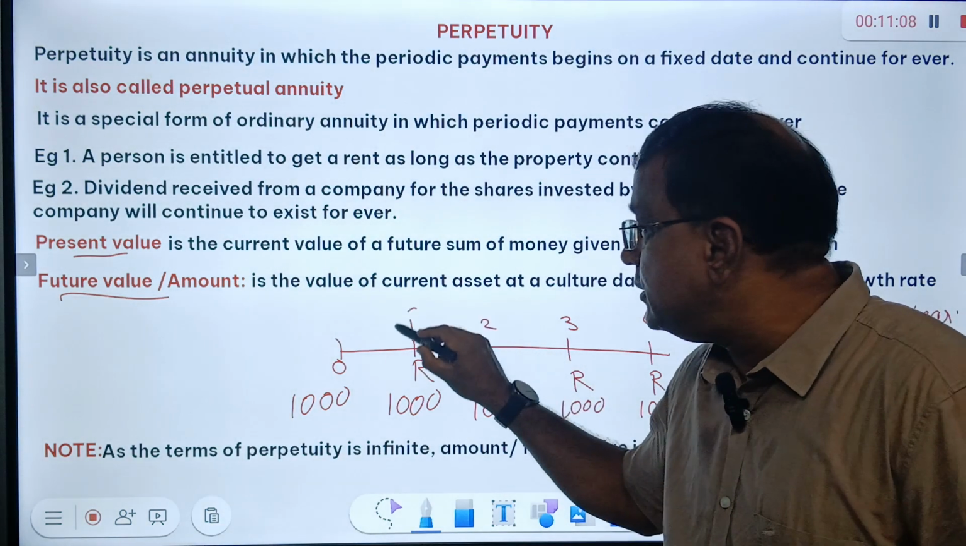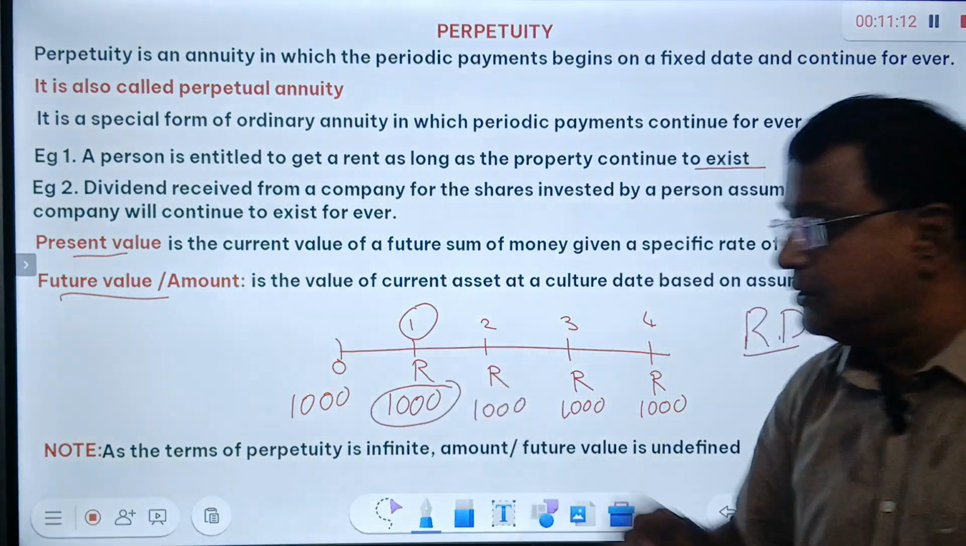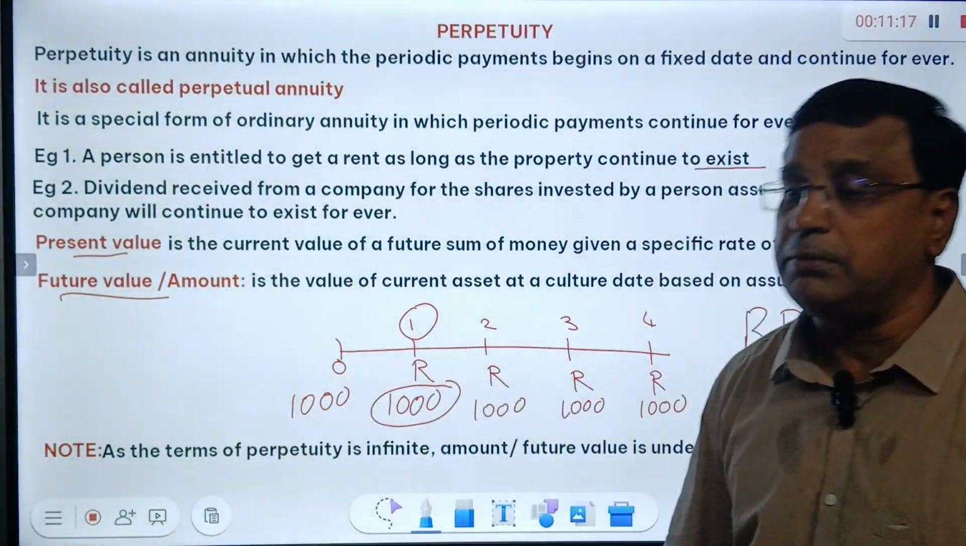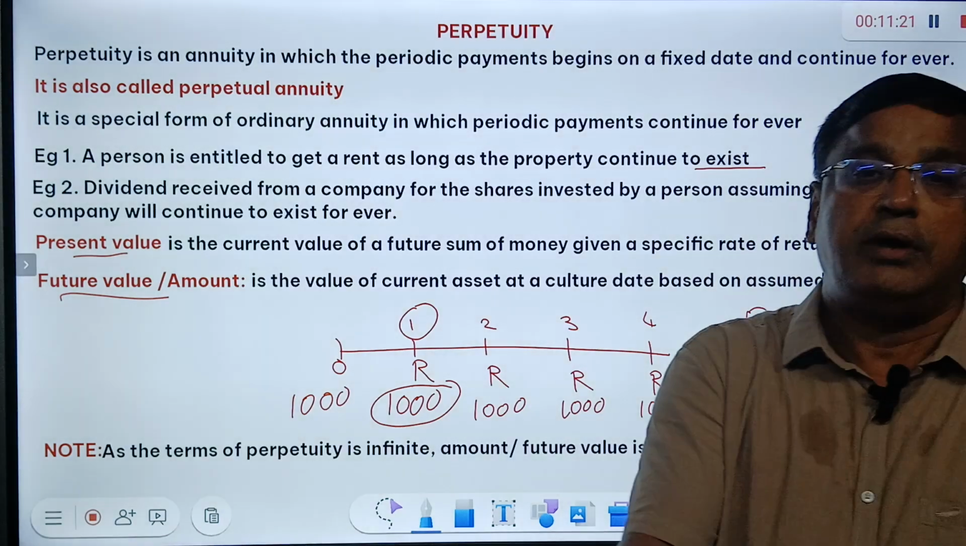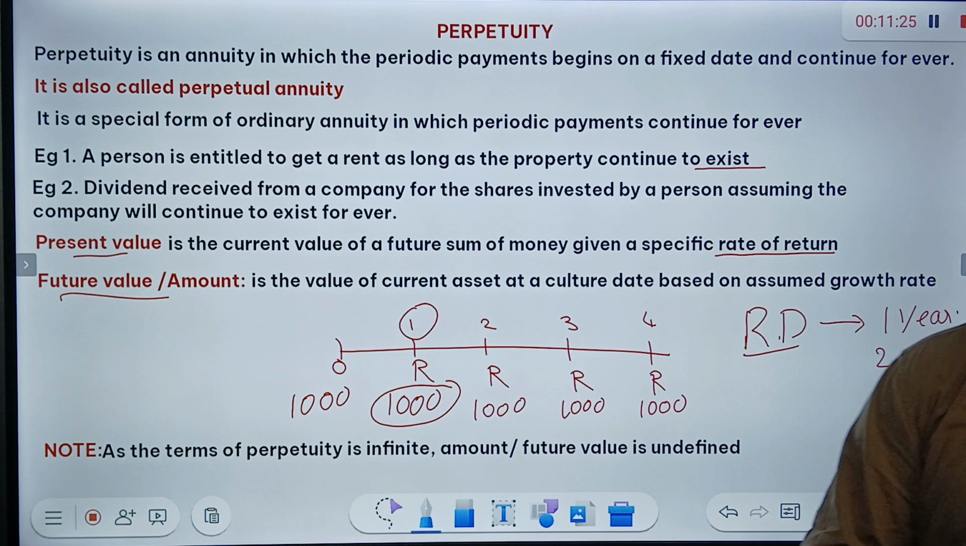Suppose this is the first year, or first month. You are paid 1,000 rupees. This is the money that you are paying. Now what is the value of this money now? What is the present value of that money, based on the specific rate of interest?